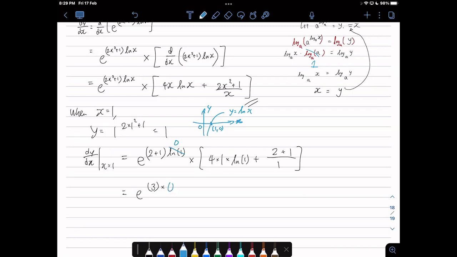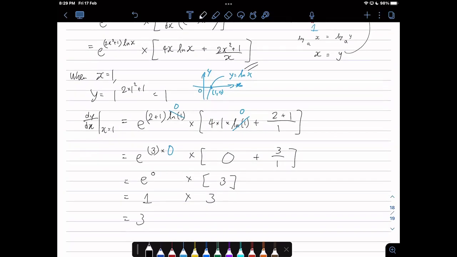Of course, it's just power 0, which is actually just 1, right? Times, let's see, what's this? ln of 1 is 0. 4 times 1 times 0 is? 0, yes. Like a virus. The moment it comes in, everything becomes 0. Okay, so we are left with 0 plus 2 plus 1 is 3 over 1. That's just 3. 0 plus 3, 3, which is times 3, and finally we get 3. Okay?